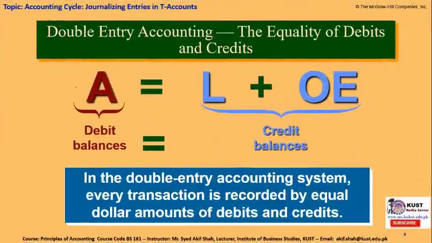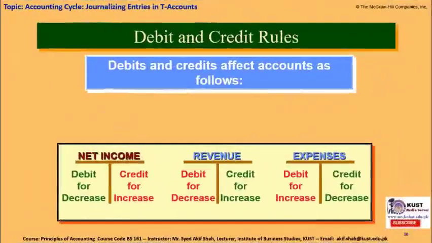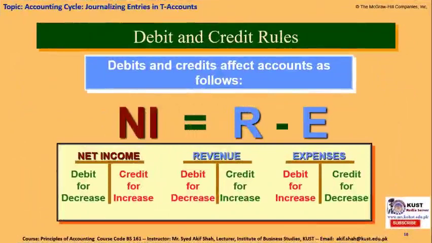So normally the assets have debit balances and the liability and owner equity have credit balances. And in the double entry accounting system, every transaction is recorded by equal dollar amounts of debits and credits. Let's discuss the two other main heads of accounts known as revenue and expenses. The rules for recording the revenue and expenses transactions are: when there is a decrease in the revenue, it is recorded as a debit entry. And when the revenue of the company has increased, it will be recorded as a credit entry.